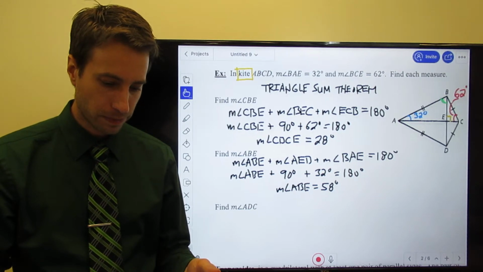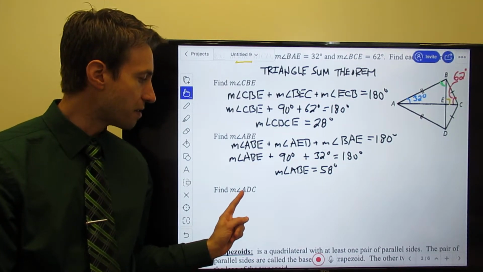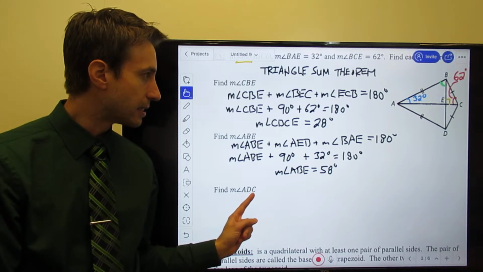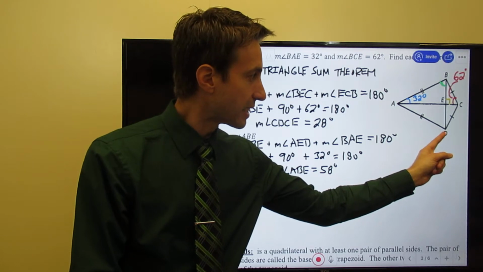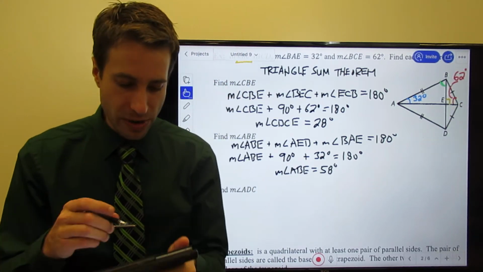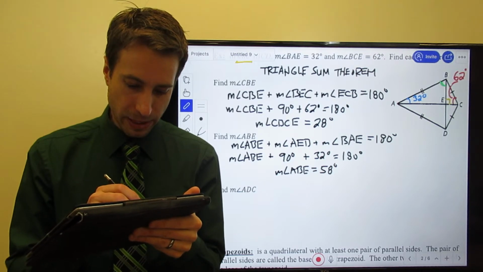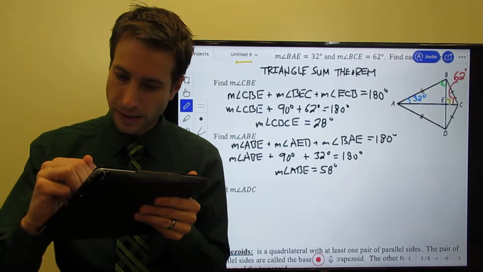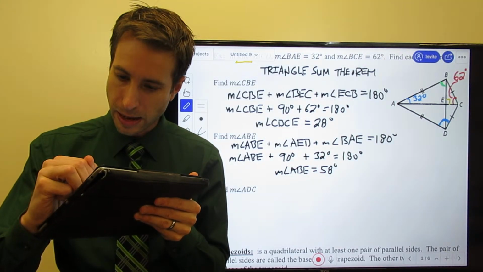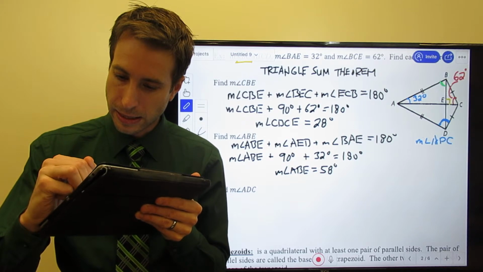Here we go. The last one I've got for you here is I want you to find the measure of ADC. A, D, C. So now I want you to find this guy right down here. Let me do him in blue. I want you to find this guy right here. I want the measure of angle ADC.